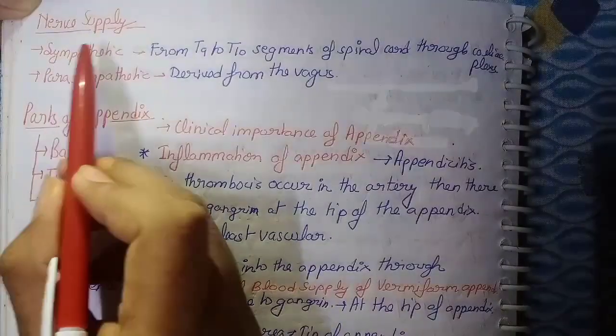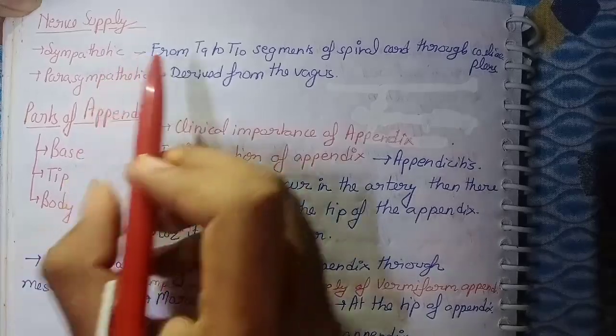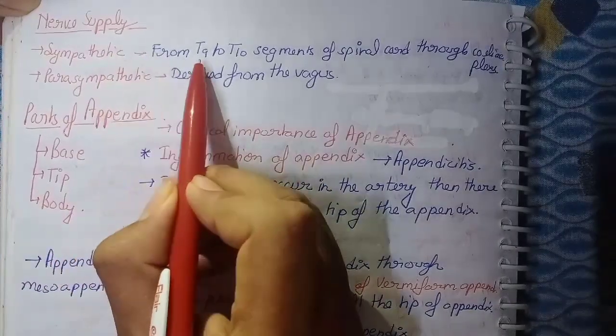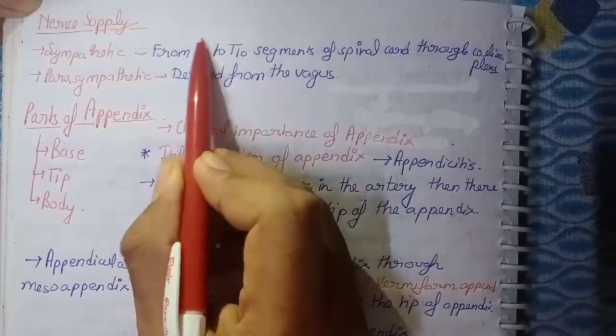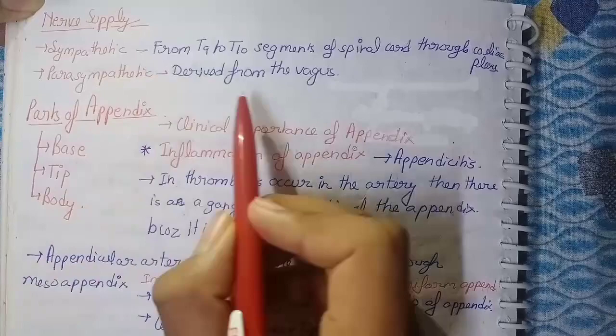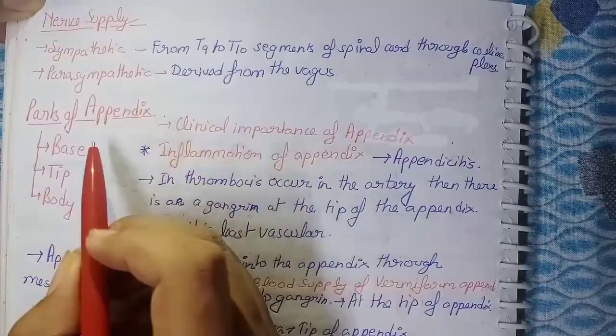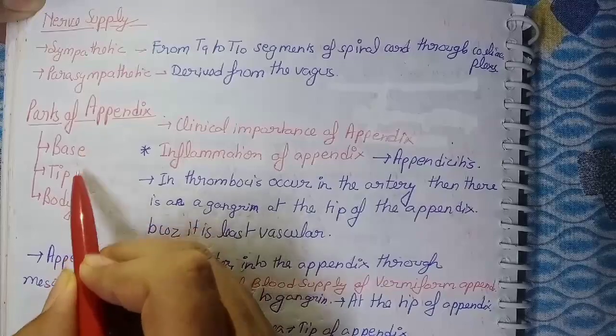Now coming to nerve supply, as you can see, by sympathetic and parasympathetic. Sympathetic is from T9 to T10 segments, that is thoracic 9 to thoracic 10 segments of spinal cord, through celiac plexus, and parasympathetic is derived from the vagus nerve. Now coming to the parts of appendix. Appendix consists of base, tip and the body.